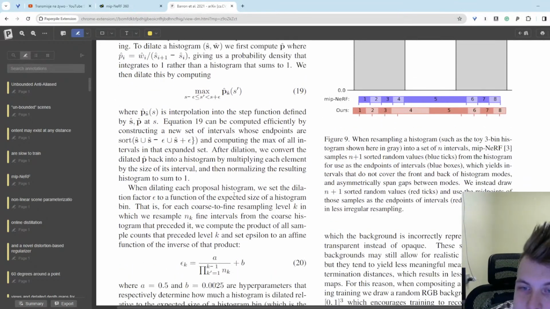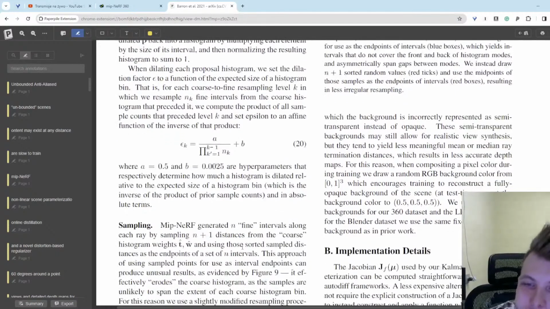When dilating each proposal histogram, we set the dilation factor epsilon to a function of the expected size of a histogram bin. That is, for each coarse histogram at a sampling level k, in which we sample n_k fine intervals from the coarse histogram, we compute the product of all sample counts that produce level k and set epsilon to an affine function of the inverse of that product. That's some crazy stuff.